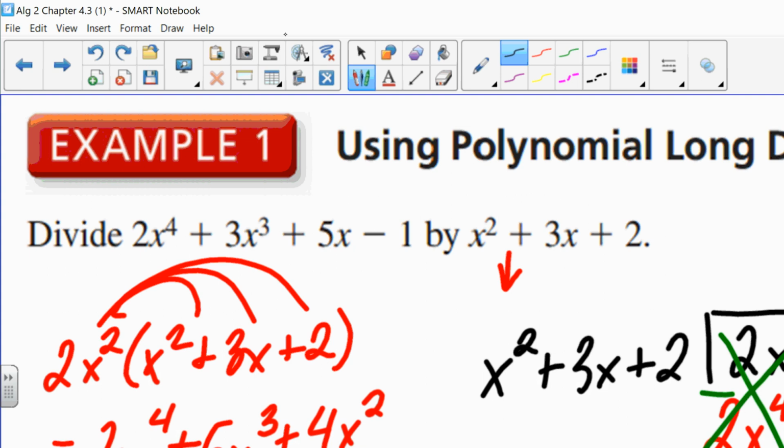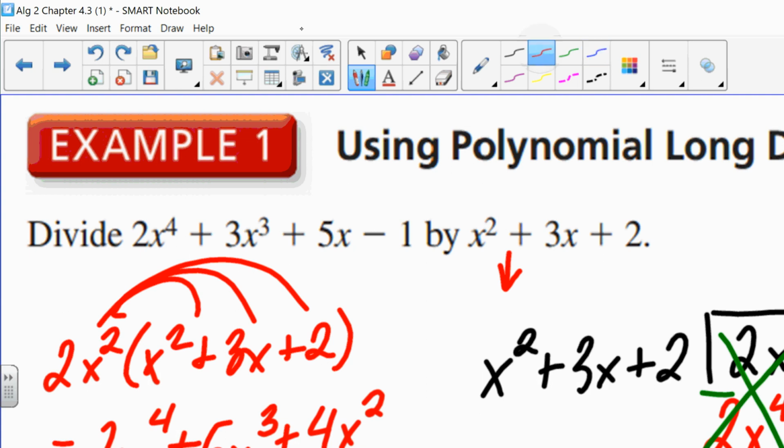3x cubed minus 6x cubed is negative 3x cubed. 0x squared minus 4x squared is negative 4x squared. And then we drop the plus 5x. Now, if you notice here, because we did have an x squared term when we subtracted, yes, that's why we need that 0x squared. We need something to hold that place so we get our subtraction.